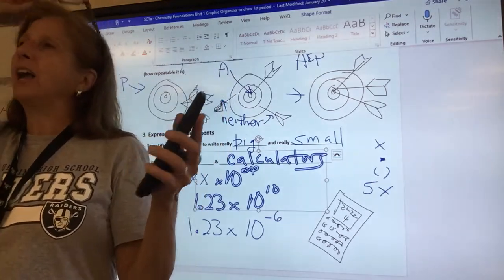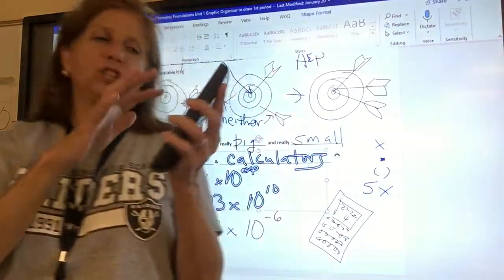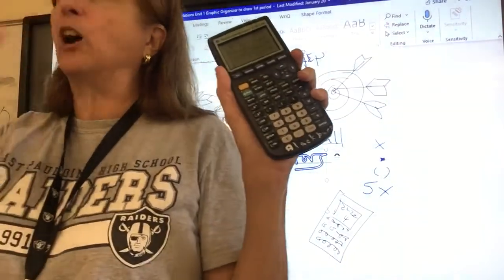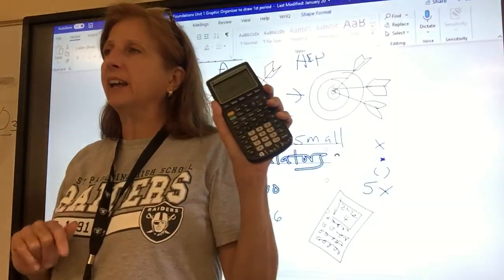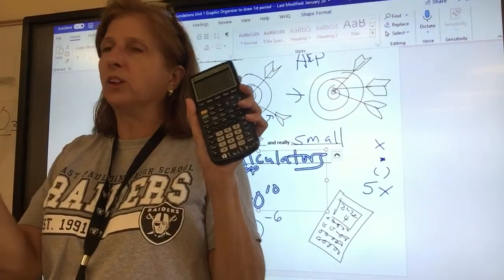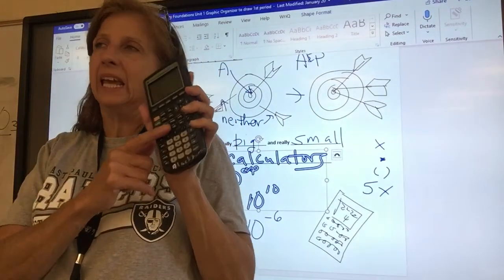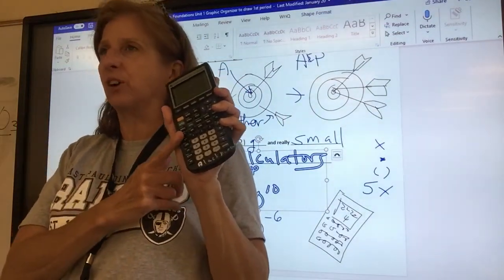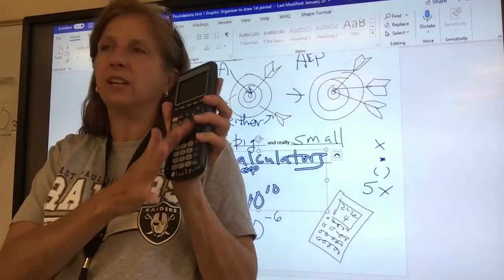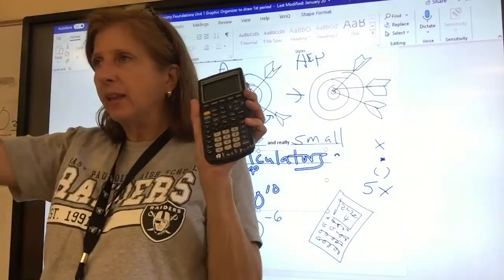Now, with some calculators, if it can show it on the screen in not scientific notation, it will take it out when you hit enter. All right, now, if you don't have this calculator or one of the newer ones, then your button EE might not have to hit second first. Okay, you just hit EE. If it's painted on the top of the buttons, you hit that button.